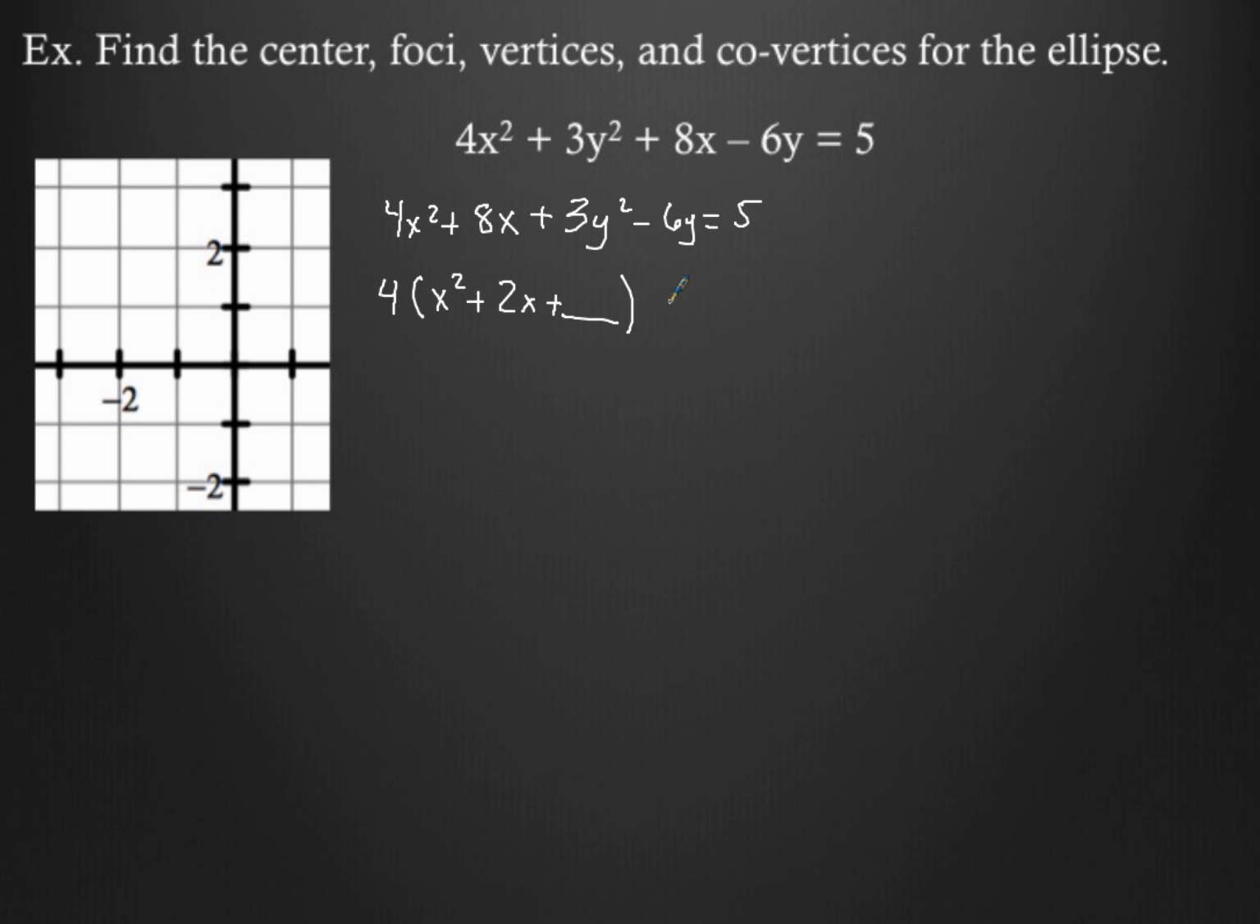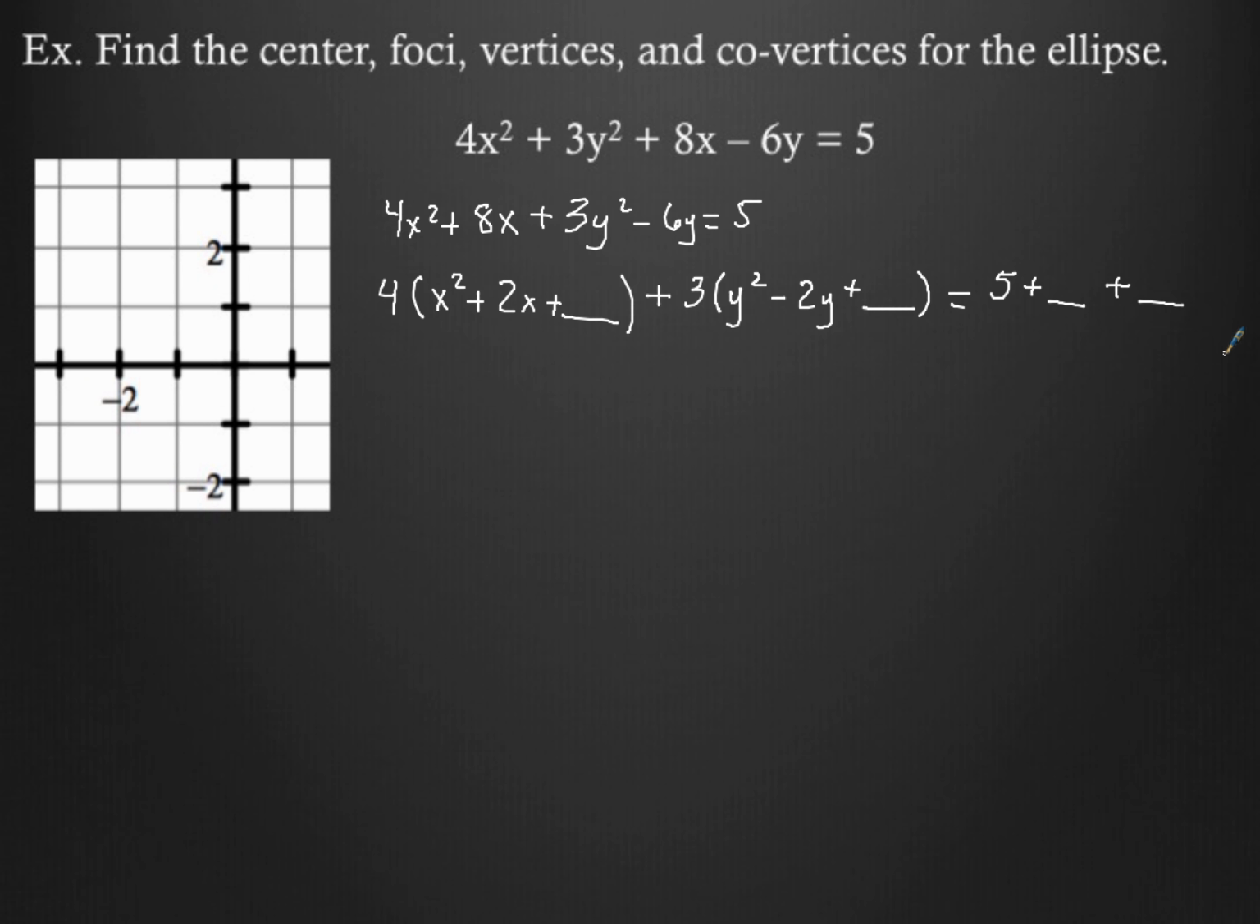Then for the y terms, I'm going to factor out a 3, in which case I'll have 3 and then parentheses y squared minus 2y. And again, I'm going to put a plus and then a little blank, and equals 5. Now, since I put 2 blanks on the left side, I'm going to add 2 blanks on the right side.